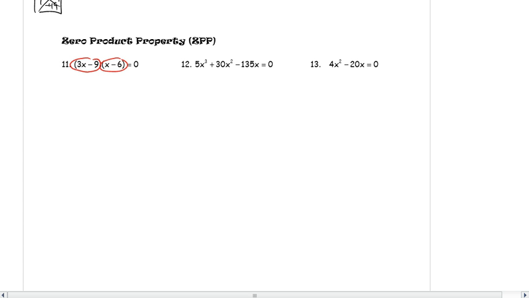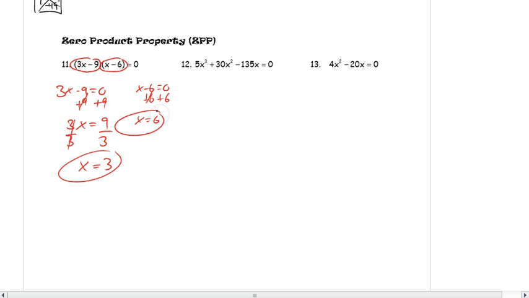So all we have to do is go ahead and say, okay, 3x minus 9 equals 0, x minus 6 equals 0. Now it's your simple algebra. Add 9 to both sides, and divide by 3. So x can be equal to 3, or add 6 to both sides, x equals 6. So we have two answers. Remember, it's a parabola, so it's crossing in two different spots, x equals 3, x equals 6 on the graph. There's two possible answers.